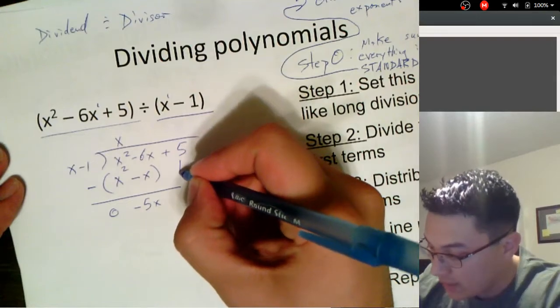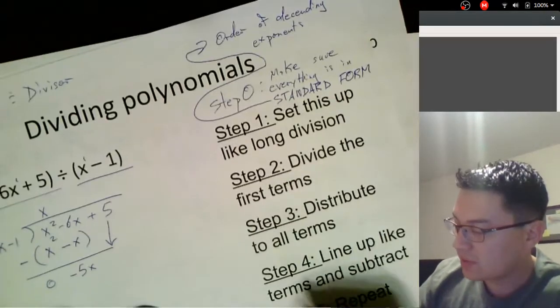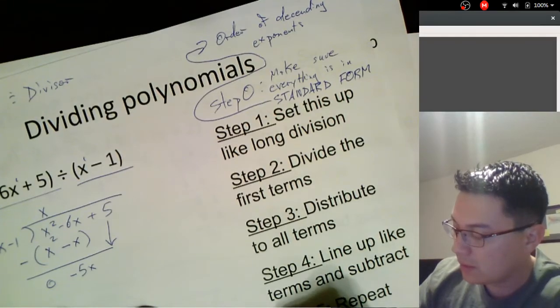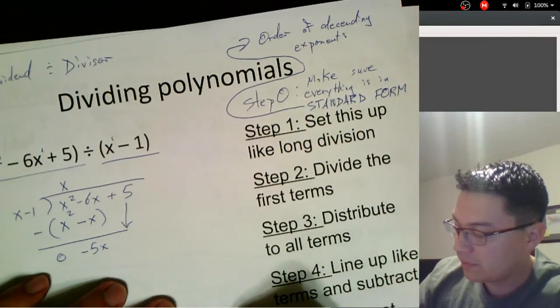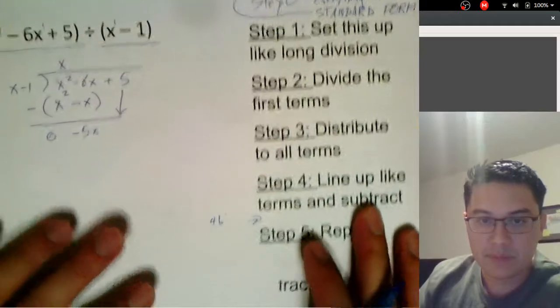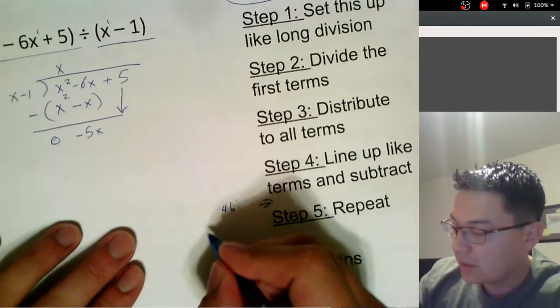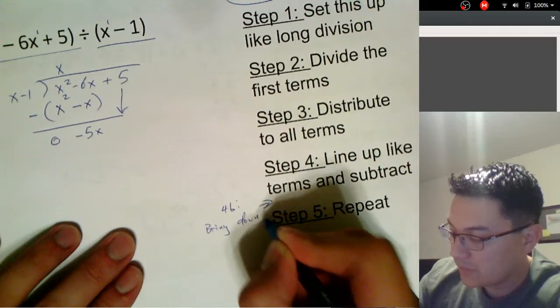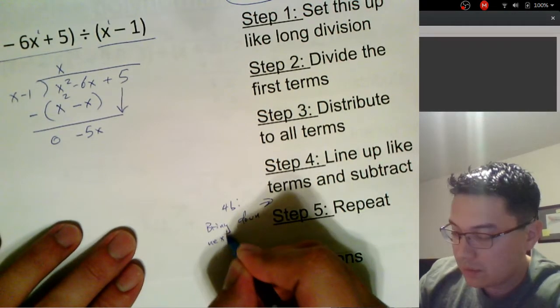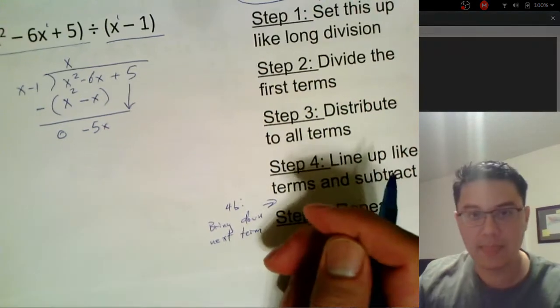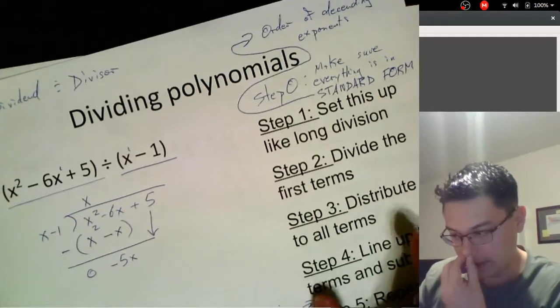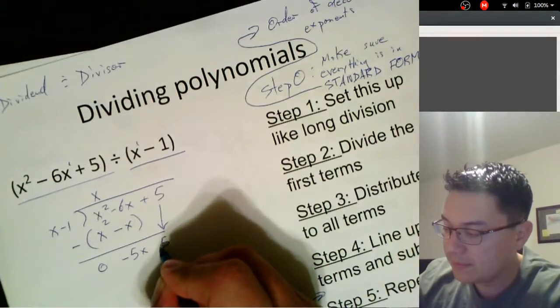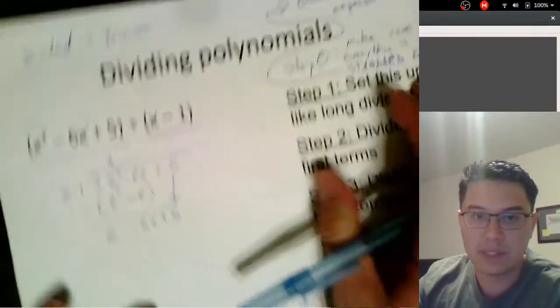Now we're going to bring down this term. That's actually supposed to be right here. We'll call that 4b. Step 4b is bring down the next term. So we're going to bring down the 5. It's a plus 5. Make sure you keep that straight.